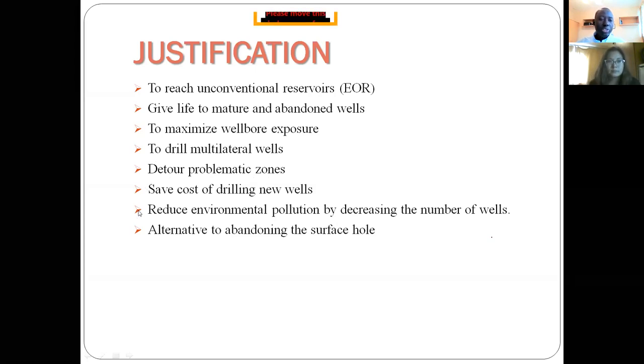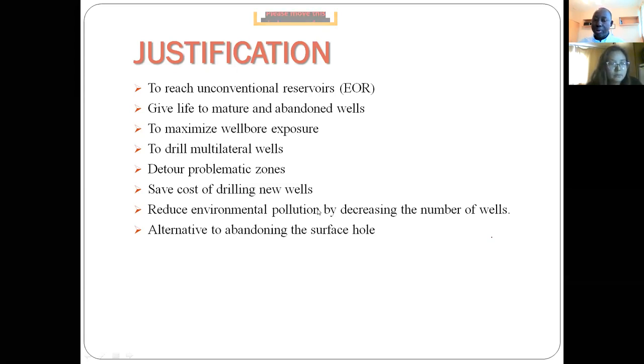Then of course, when we're talking about cost, sidetrack drilling saves cost in such a way that we already have the initial upper section. So we are saving the cost of drilling the upper section. We are going to use the initial upper section in order to sidetrack, or to drill into the other formations, for instance, in the case of unconventional reservoirs or in detouring the problematic zones, right? So we don't have to drill from scratch from the beginning.